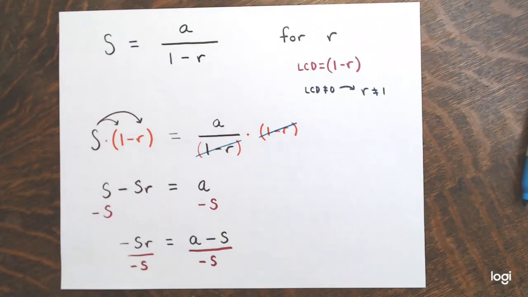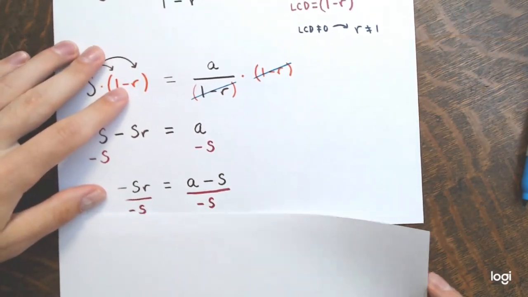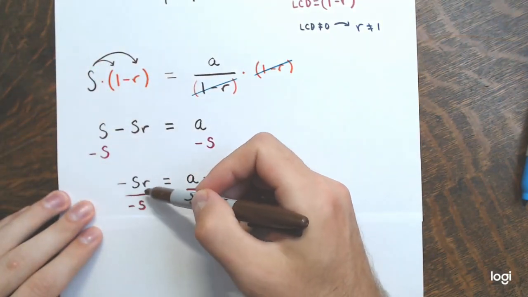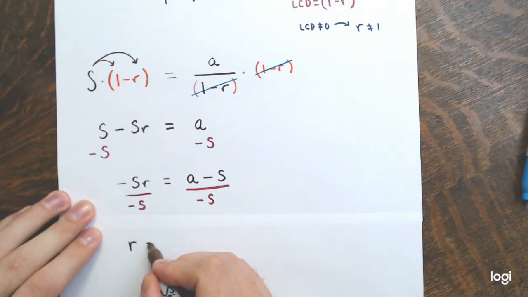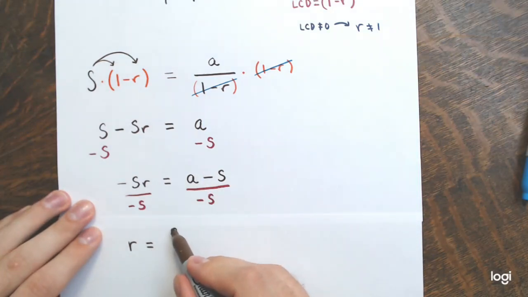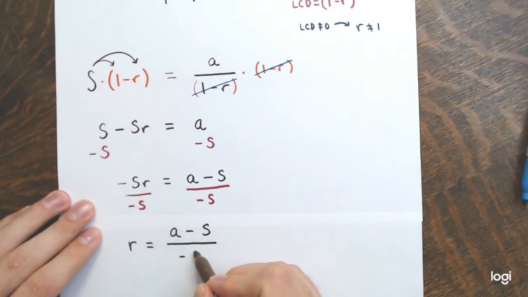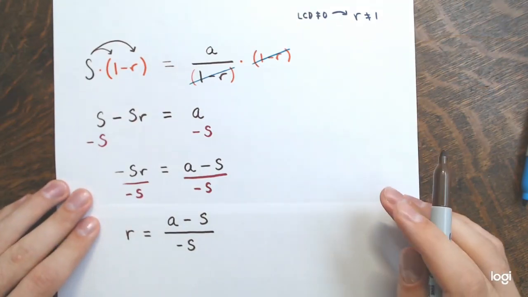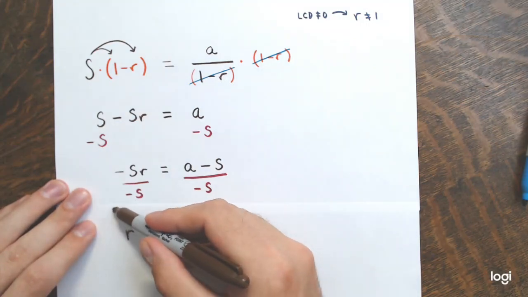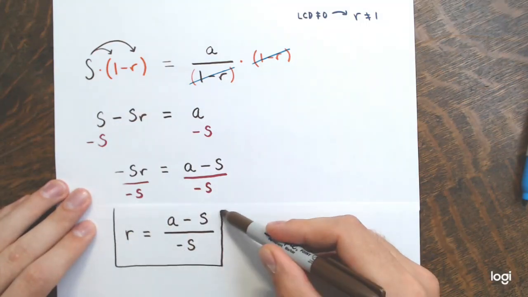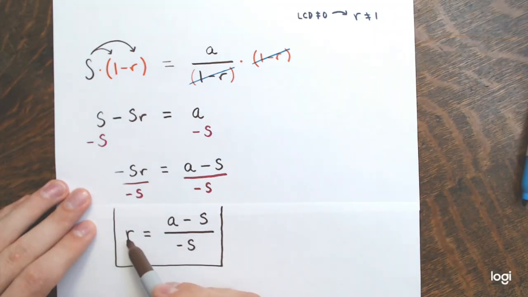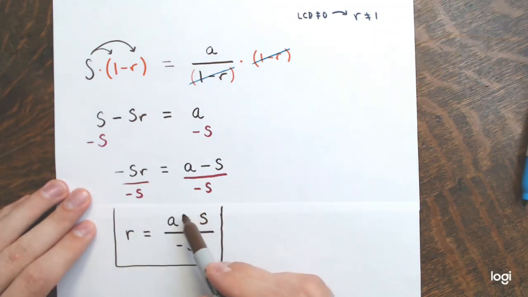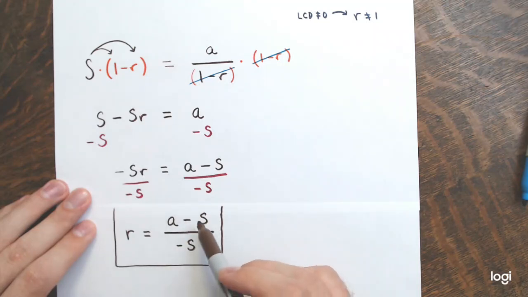Alright, and then what does this look like now? Well, on the left side, the factors of negative 1 will cancel, the factors of s will cancel, and I'm left with r equals, and then over here I have a minus s in the numerator, divided by negative s in the denominator. And this is totally fine. You could call this done. I have solved for r. R is by itself, r alone on one side, 1r equals, and then an expression involving all the other variables, the a and the s, on the other side, with no r.